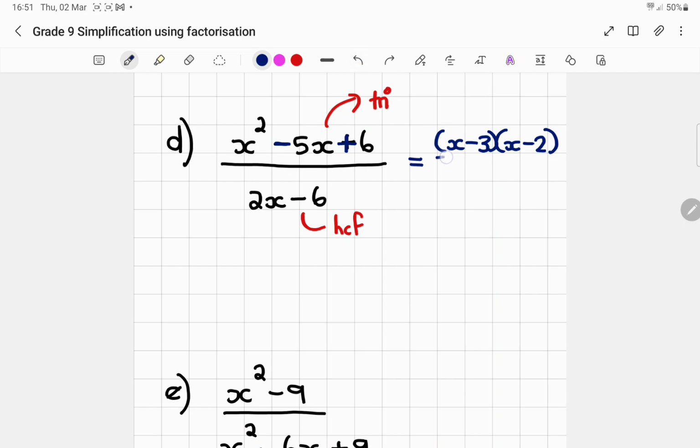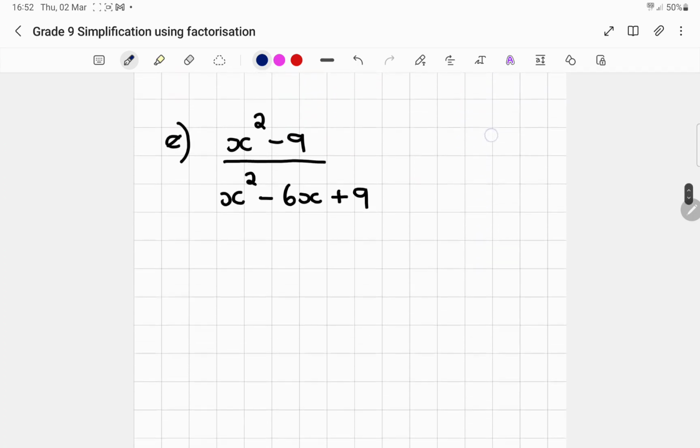3 and 2. Okay, -3 minus 2 does give you that -5. All right. Over, this was an HCF. I take out a 2. What's left? X minus 3. Now I can go and cancel out those 2 brackets. And what is left? X minus 2 over 2. Am I allowed to go cancel out those 2's? No. Why? Because I've got 2 terms at the top.